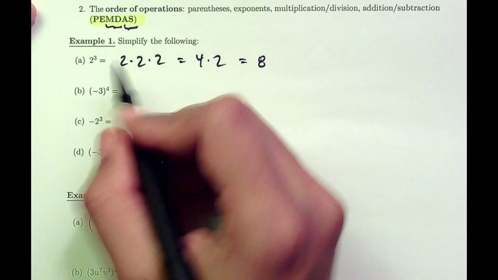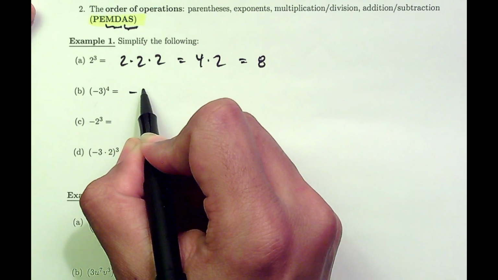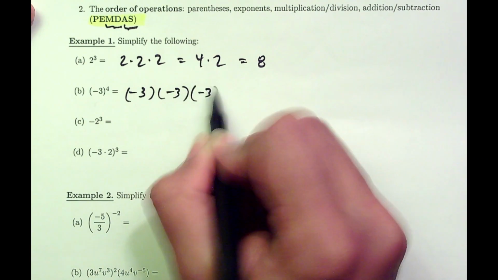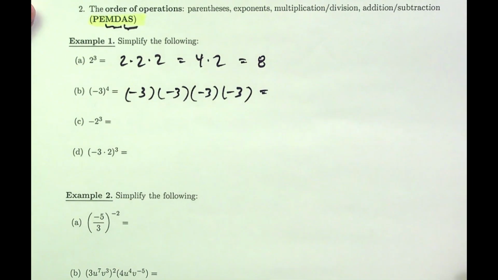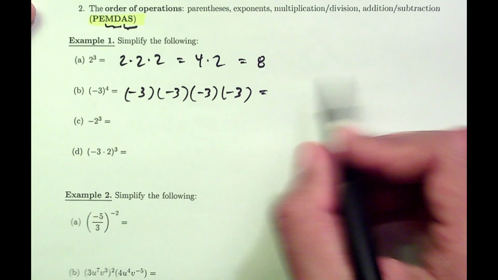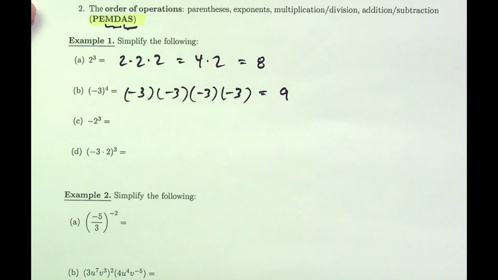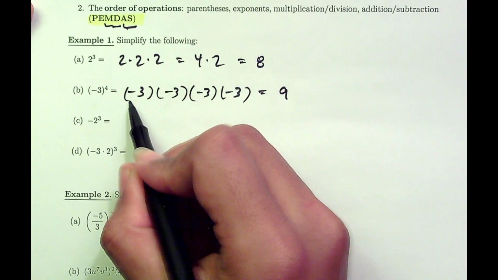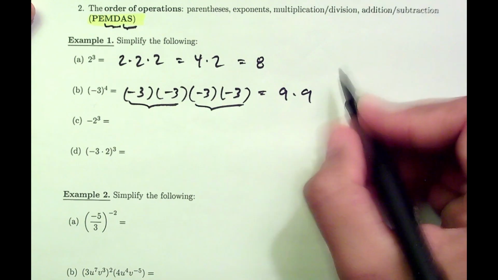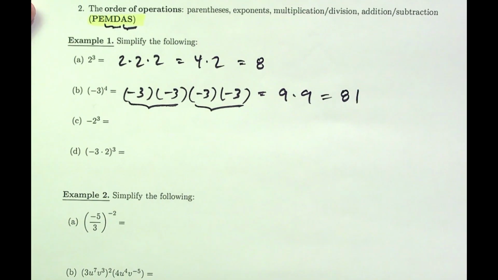Okay, next one, negative 3 to the 4. Negative 3 to the 4 means negative 3 by itself 4 times. So negative 3 times negative 3 times negative 3 times negative 3. Okay, so I can take the first two, negative 3 times negative 3, that's positive 9. Remember that when you multiply two negatives, you get positive. And then I took the first two, and I can take the last two. Negative 3 times negative 3 is another 9. So this is 81. Negative 3 to the 4 is 81.